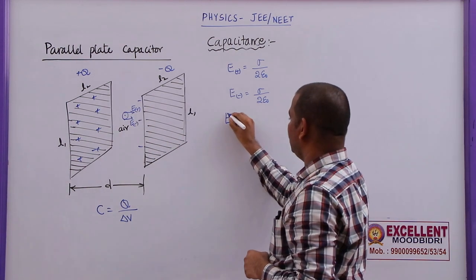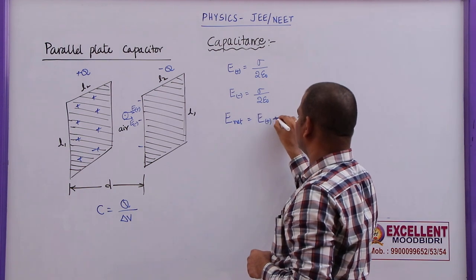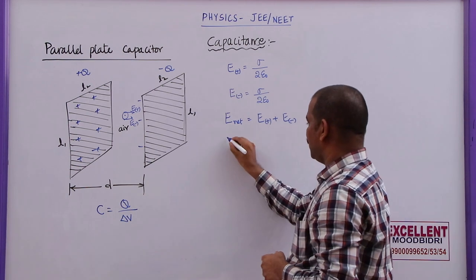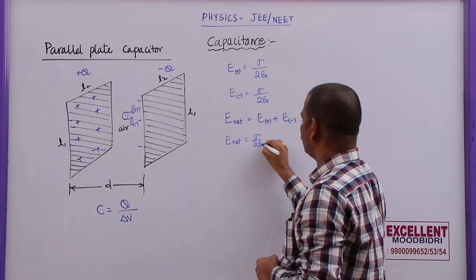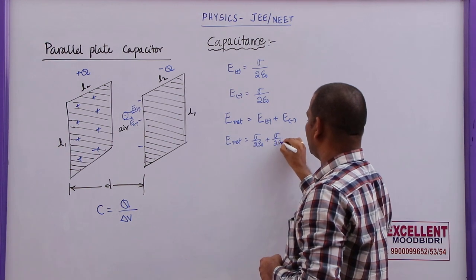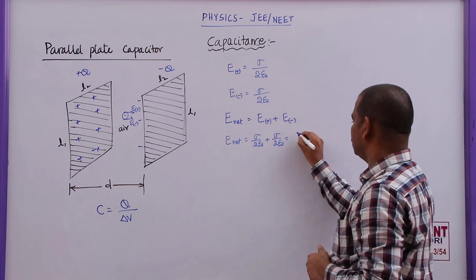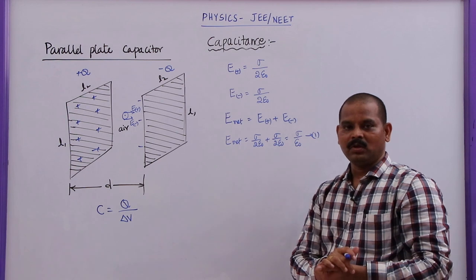So, what is E net at that point? The net electric field is given by E positive plus E negative. So, you can write E net is sigma by 2 epsilon naught plus sigma by 2 epsilon naught, that is 2 sigma by 2 epsilon naught, the 2 gets cancelled, and this becomes sigma by epsilon naught. So, this is the field between the two plates.